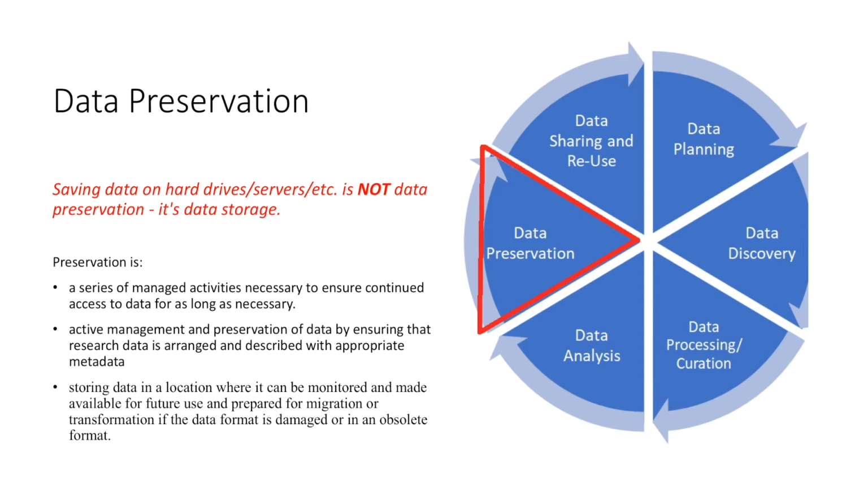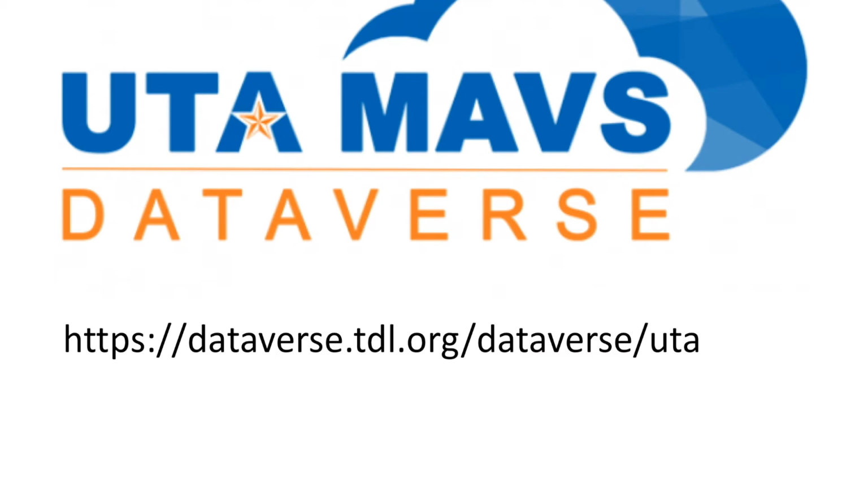through our institutional data repository, which is MAV's Dataverse. If you want to know how you can find MAV's Dataverse, this is the web address to the data repository. You can also just Google UTA MAV's Dataverse, and it's usually the first link in the search results. I put the address up here on the slide. It is dataverse.tdl.org/Dataverse/UTA. Now, the TDL in the web address stands for Texas Digital Library, which hosts our data repository.